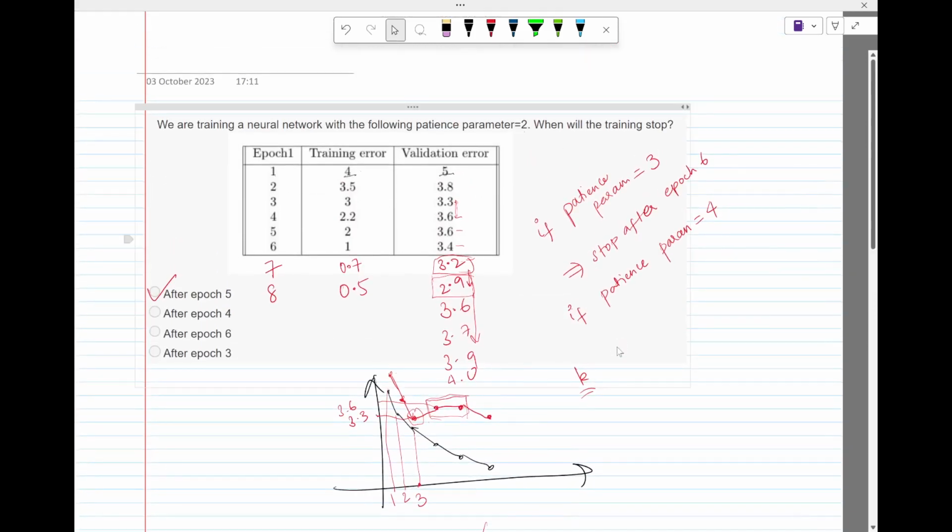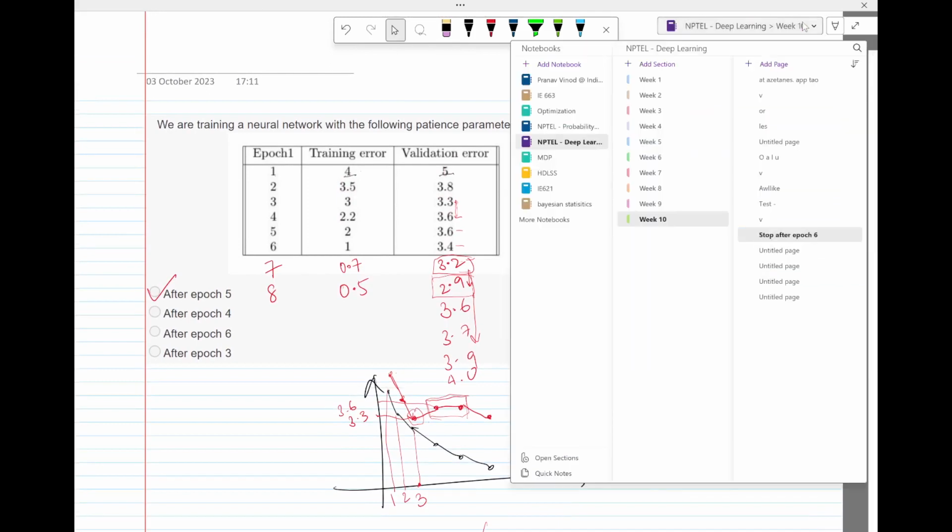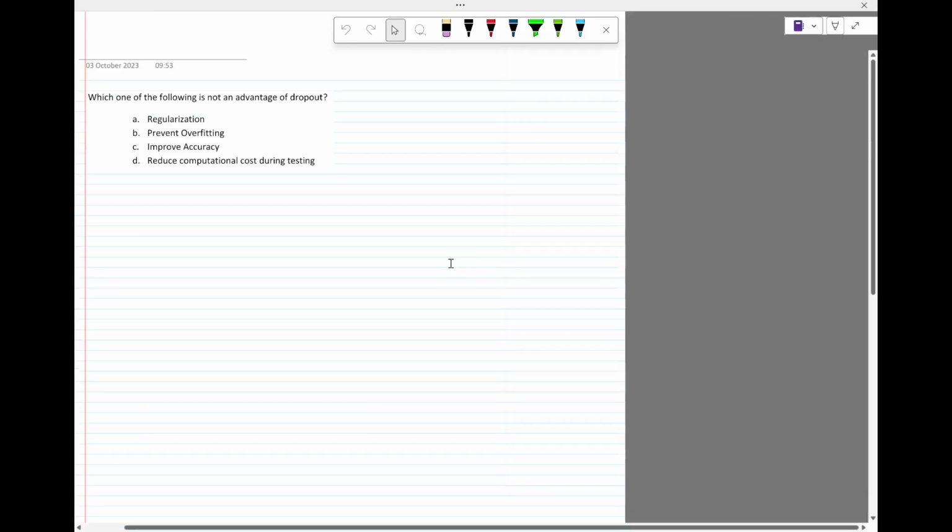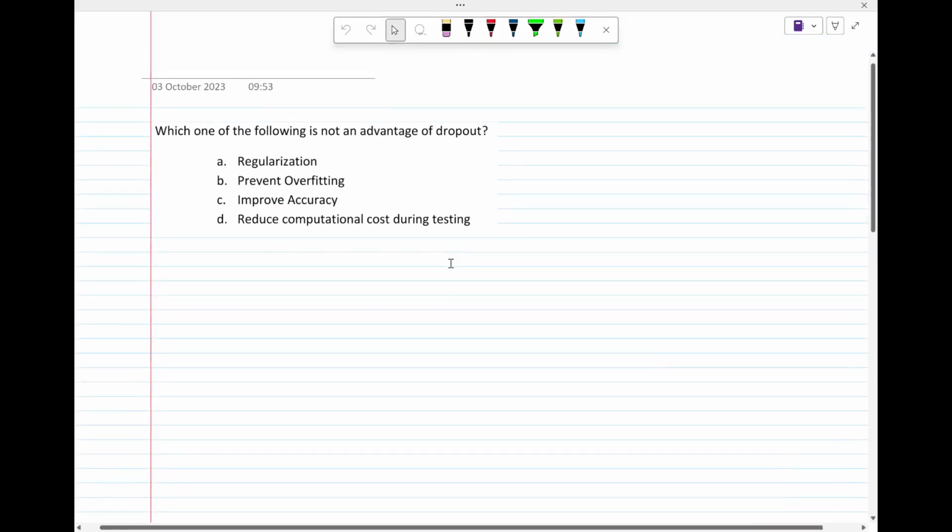Okay. You just interrupt me if you have any doubt in the previous question or any of the questions. Which one of the following is not an advantage of dropout? A is regularization, B prevent overfitting, C improve accuracy, D reduce computational cost during testing.